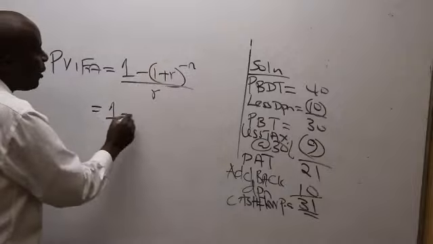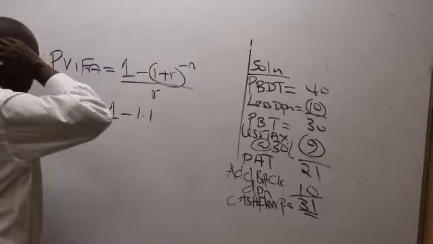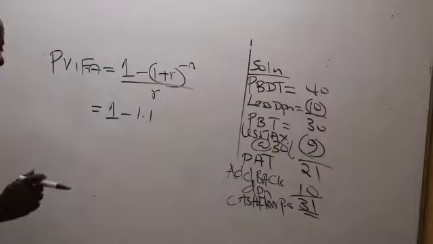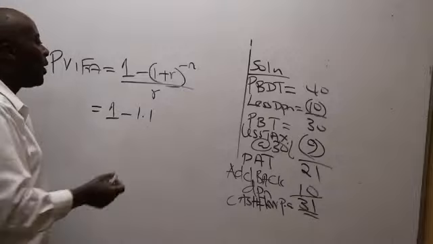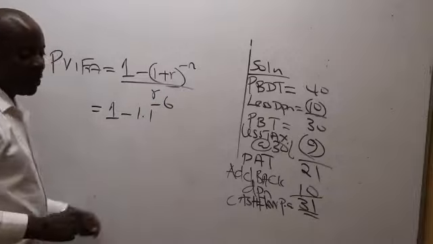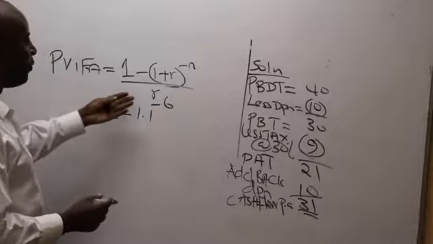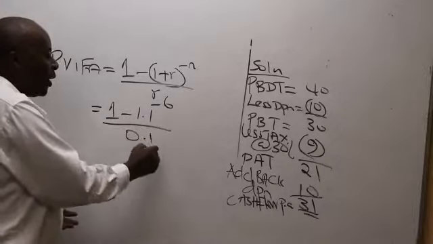So it will be 1 minus 1.1. Remember, r is the cost of capital, which is 10%. So 1 plus 10% is the same as 1.1, raised to the negative number of years, which are 6 in this case. Then everything is divided by r alone, which is 0.1.